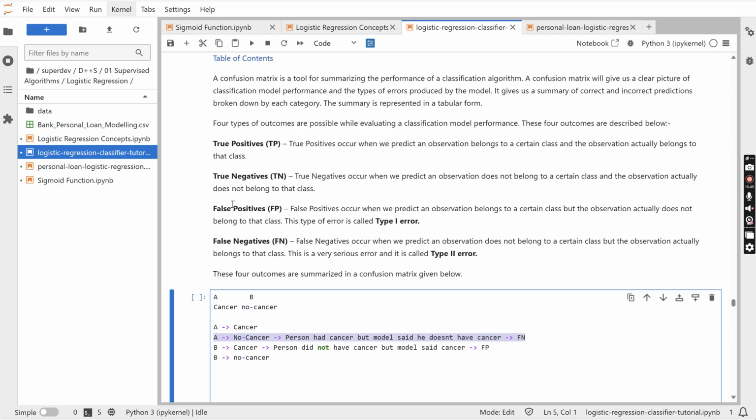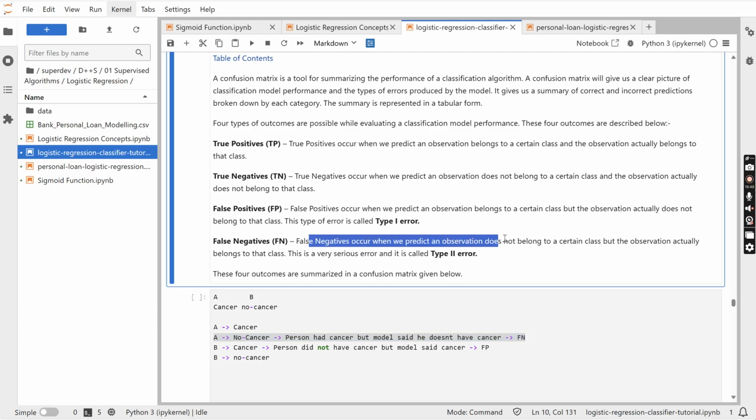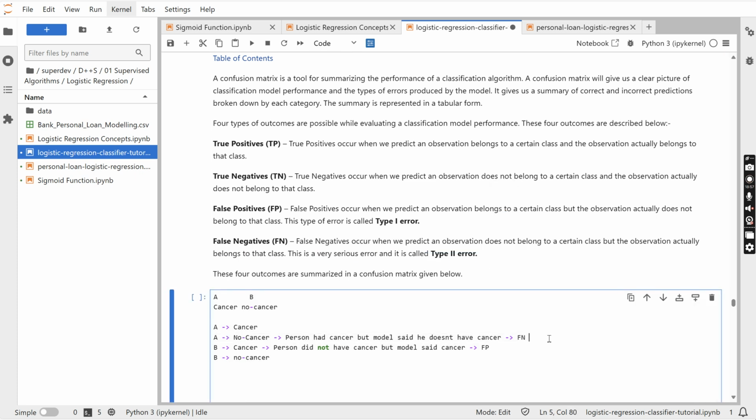False negatives are the cases where we predict an observation does not belong to a certain class, but actually it belongs to that class. Hence we call it a type 2 error also, and false positive is called a type 1 error. In medical and fraud detection use cases, remember this, false negatives should be as low as possible.